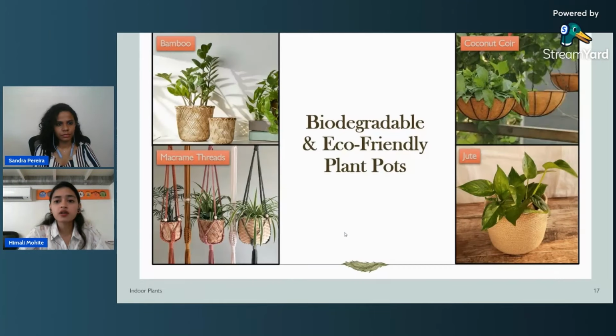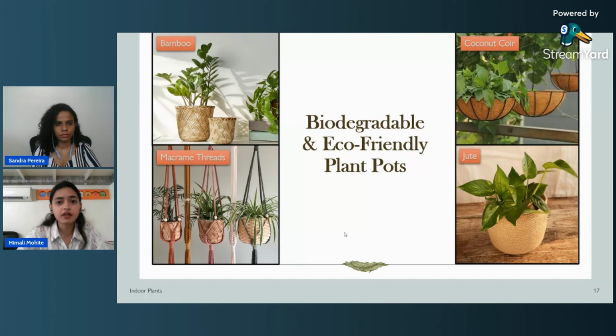Now talking about the containers in which we can place these plants. So we can have biodegradable and eco-friendly plant pots, which can be advantageous to the environment as well as for the plants. Like we can have bamboo plant pots, coconut coir, which means the outer shell of the coconut has natural fibers, so we can use them in the plant pot.